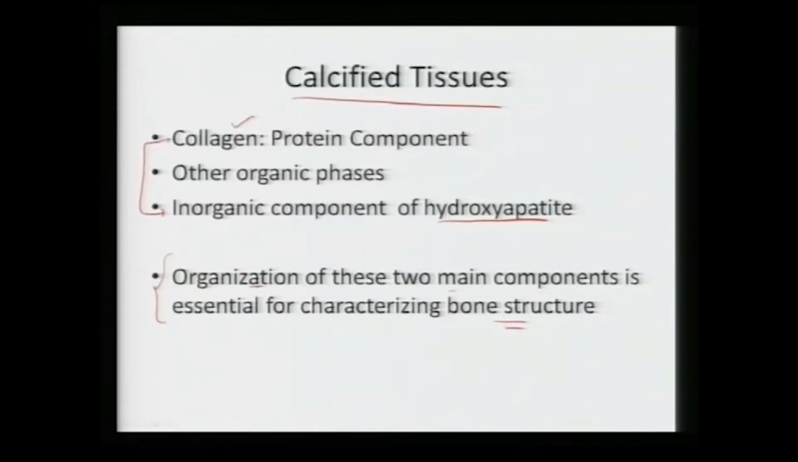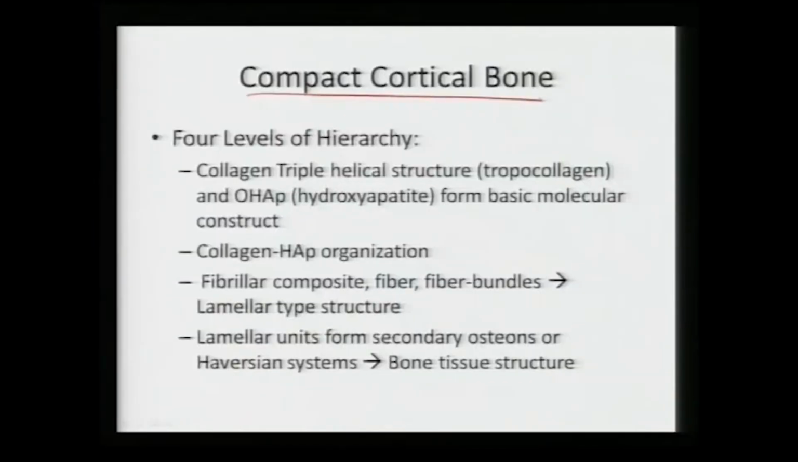So it becomes essential to understand what is happening from the molecular level to the macro level, and how these entities are related and structured to give the final properties of the bone. In the compact or cortical bone, there are 4 levels of hierarchy, starting from molecular to the macro scale. At the molecular level, collagen and hydroxyapatite form the basic molecular construct. We have a collagen triple helical structure called tropocollagen, and hydroxyapatite, also called HAP, which form the basic molecular construct.